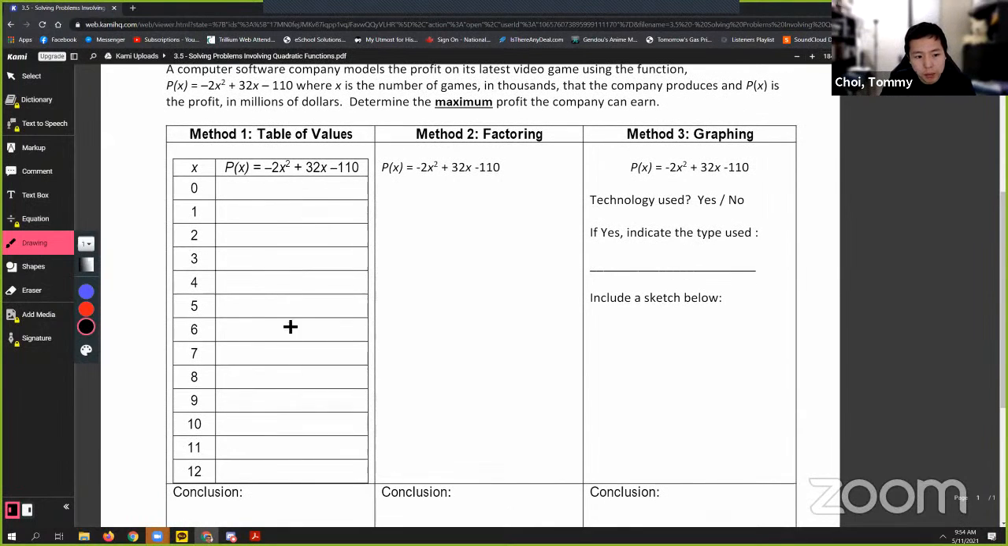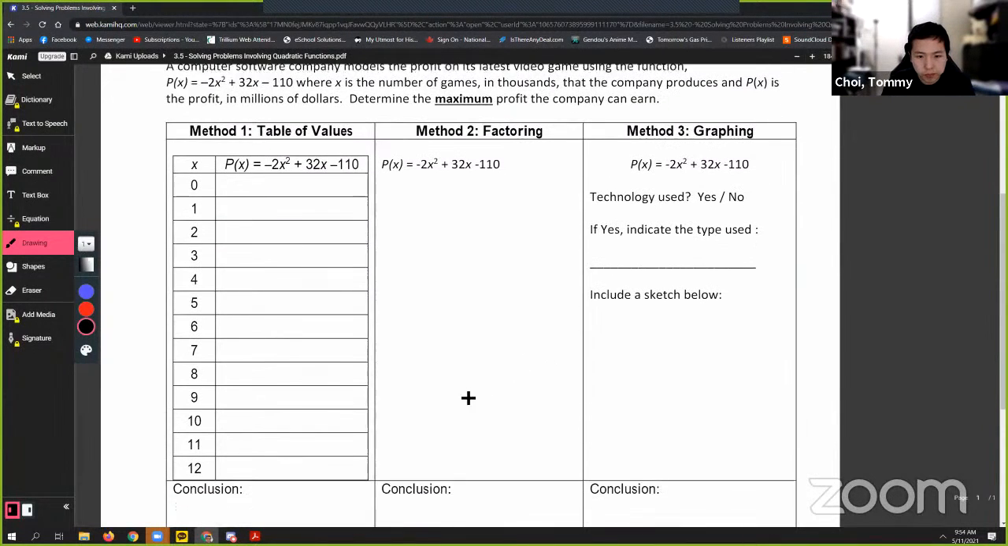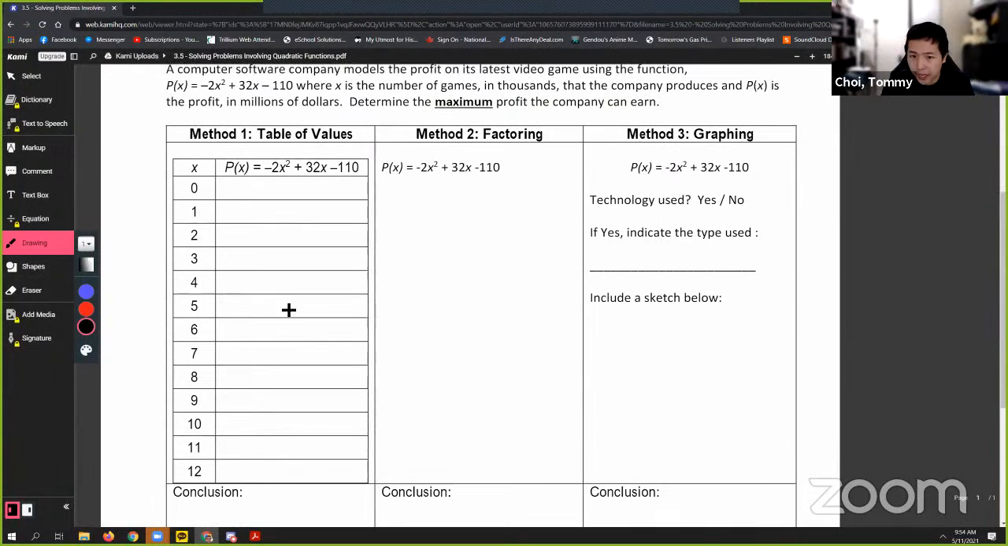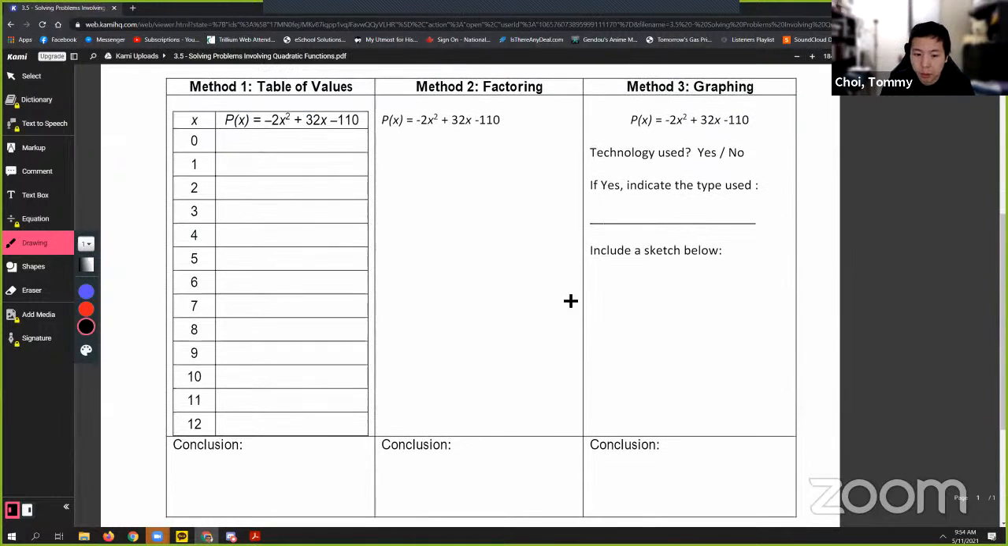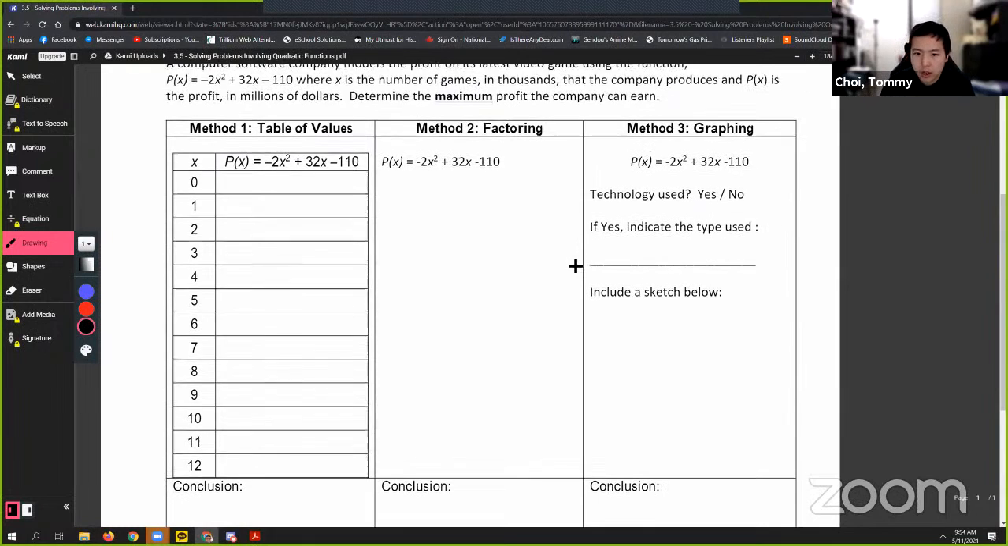So we have our table of values here. We have our factoring here. We have our graphing here. You're supposed to do these, okay? And then you're supposed to hand it in. So this is actually going to be like my homework check at the end of this class, right? Or by the end of this class.